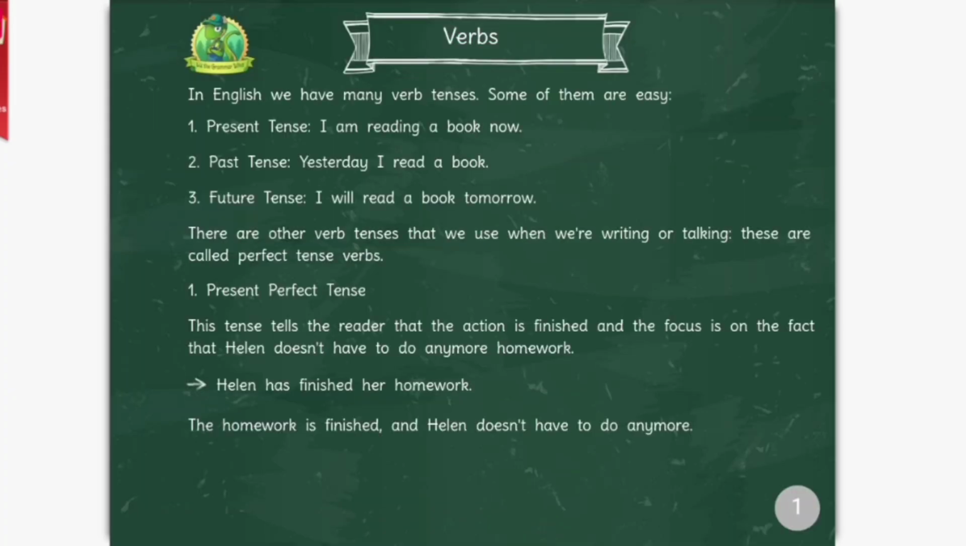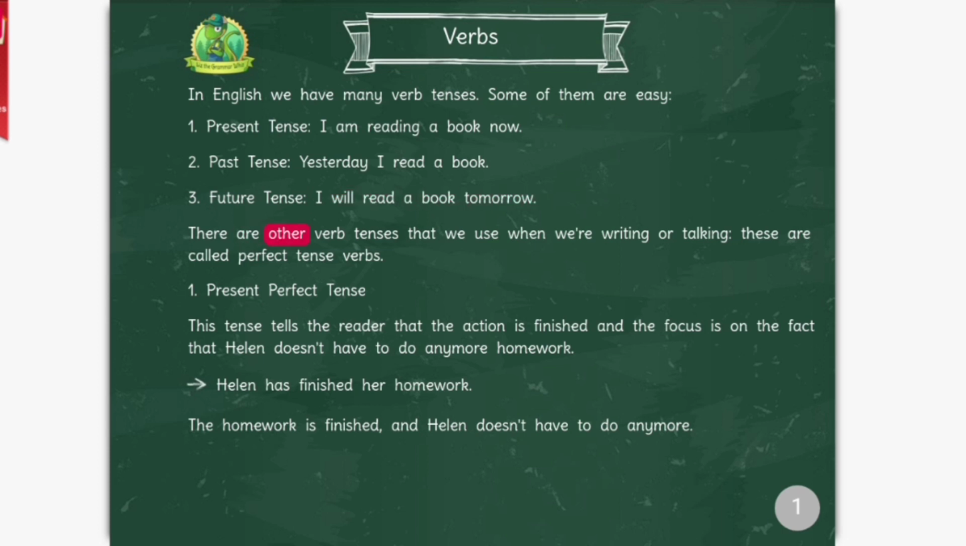Verbs. In English, we have many verb tenses. Some of them are easy. 1. Present tense. I am reading a book now. 2. Past tense. Yesterday I read a book. 3. Future tense. I will read a book tomorrow.